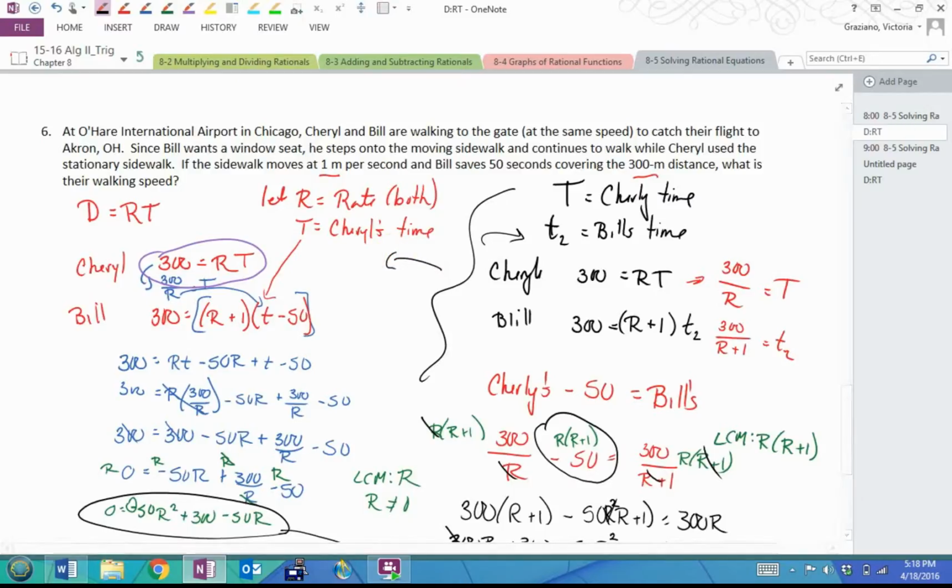So remember, there's a little bit of flexibility here. It's really key to think about this distance equals rate times time.